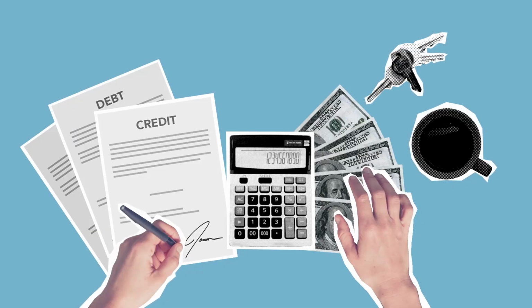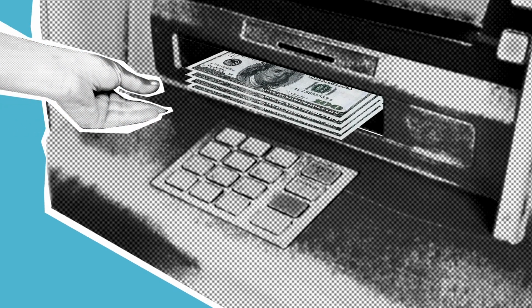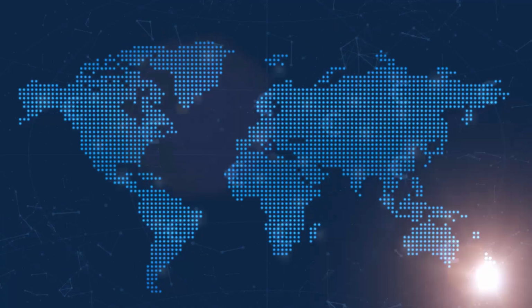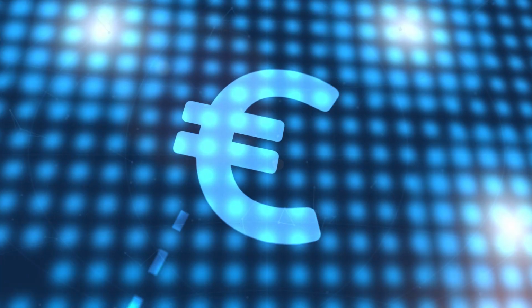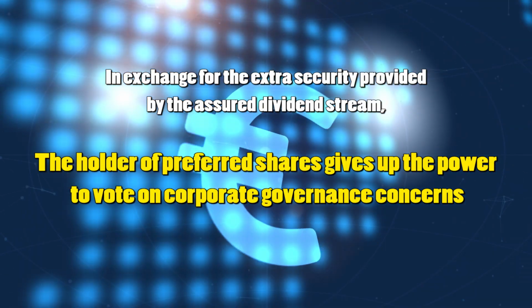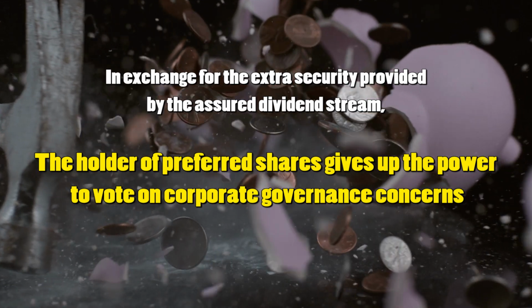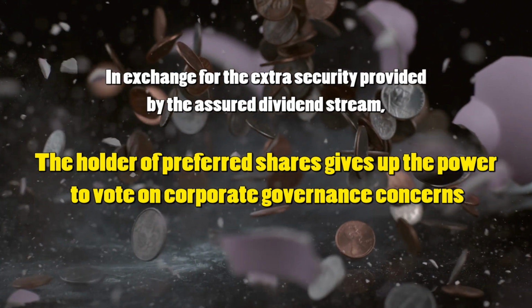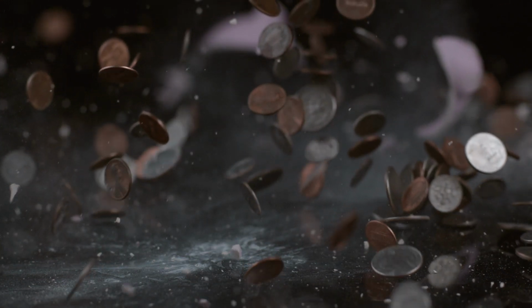In order to make the preferred share more appealing, the firm issuing it may add several features to it. Convertibility into ordinary shares, call provisions, and other characteristics comparable to those utilized in the fixed income market are included. Because of its guaranteed dividend stream, many people associate preferred shares with a type of fixed income security. However, in exchange for the extra security provided by the assured dividend stream, the holder of preferred shares gives up the power to vote on corporate governance concerns. As a result, the favored shareholder has limited influence on business policy.